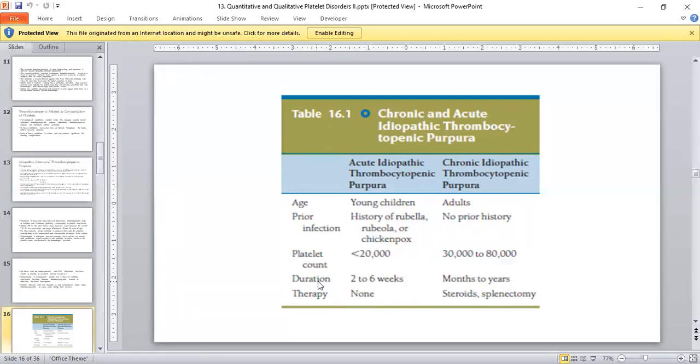So the duration of symptoms during diagnosis, for acute, since it's acute, is minimally within weeks. But since the other one is chronic, it takes months to years. The patient should have a history of months to years. For acute therapy, there's really nothing you can do. You can just try to help the child, maybe do a splenectomy, give platelets. But for the chronic type, since it's antibody initiated, you can suppress the body's response by giving steroids, or you can do a splenectomy to just avoid the destruction of the platelets.